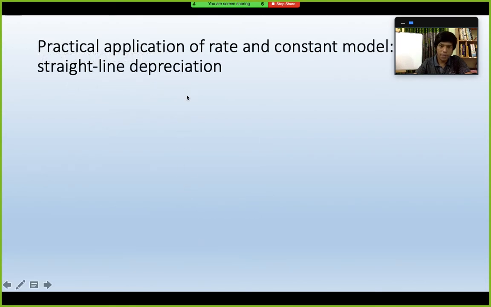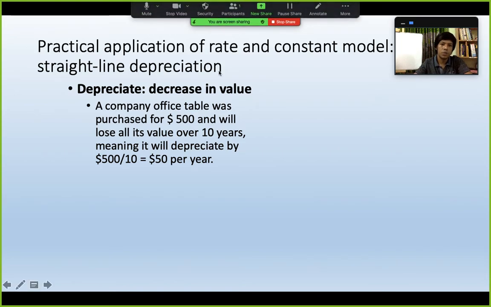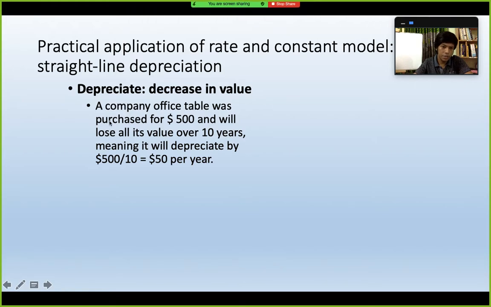Now we have this math. We will discuss in detail. This is straight line depreciation. Depreciation means decrease in value. So as I said, there are only two types of maths. One is increase in value, and depreciation means decrease in value. It will go down. How will it decrease? It is written here. A company office table was purchased for $500 and will lose all its value over 10 years, meaning it will depreciate by 500 divided by 10 equals $50 per year.